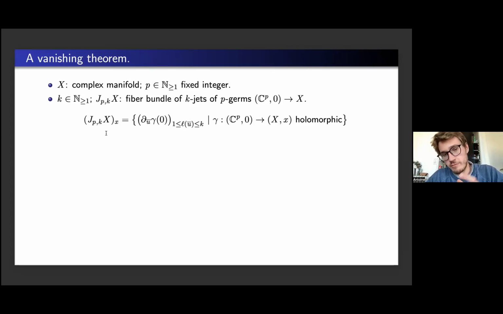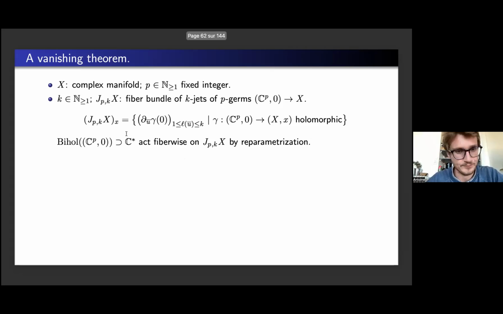Of course, as soon as k is strictly greater than 1, if we change chart for the manifold X, then it does not preserve the vector bundle structure of the fiber, and so it's only a fiber bundle. And we have a natural action on it. The group of biholomorphisms of C^p at 0 acts fiberwise, simply by reparameterizing our p-germs.